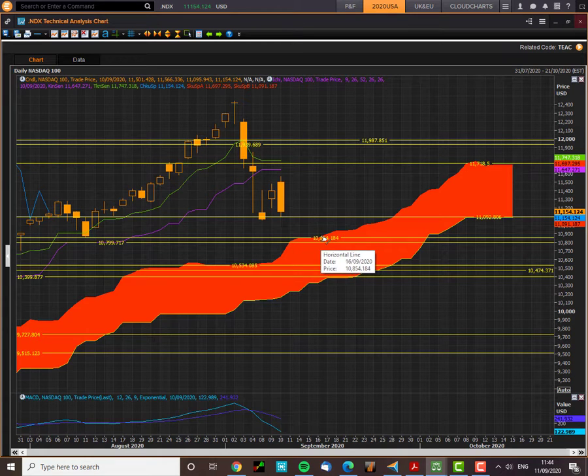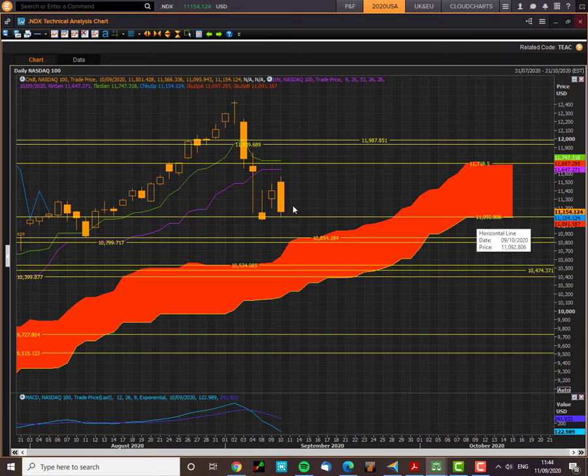Now, cloud span A, from a cloud chart perspective, is the turning line plus the standard line divided by 2, plotted 26 periods ahead. So it's these two lines, the green one and the purple one, that we take. We average those two, and we plot them 26 periods ahead. So it's almost like we're making a forecast forward of where these support and resistance points might be. Now you can see that this point here, 10,854, is the top end in the cloud, so there is downside risk towards this level if we lose support at 11,092.